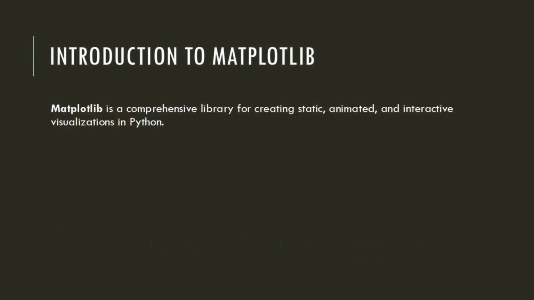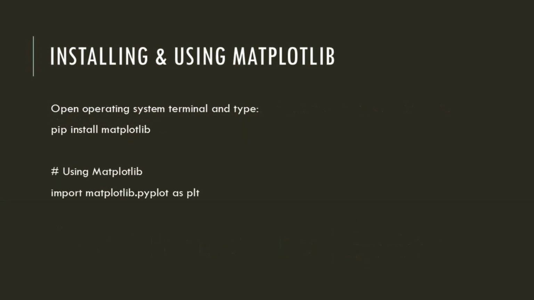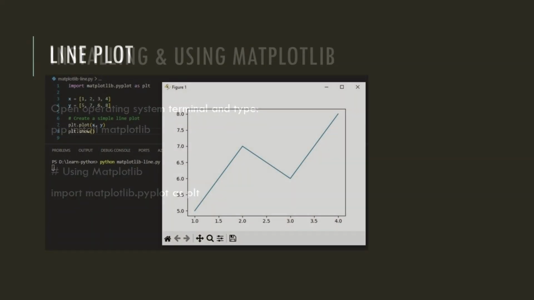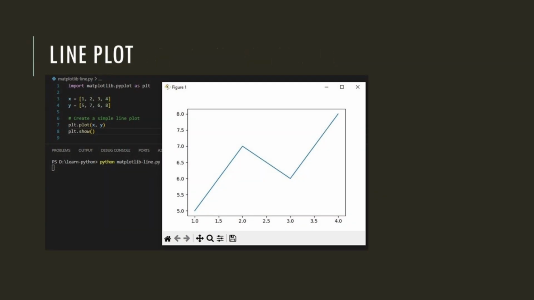Now let's visualize data using Matplotlib. First of all, install it using pip install matplotlib and then import matplotlib.pyplot as plt. Let us create a simple line plot. Here we have 2 series x and y and we are using the plot function to plot them. The plt.show function will bring the chart on screen.